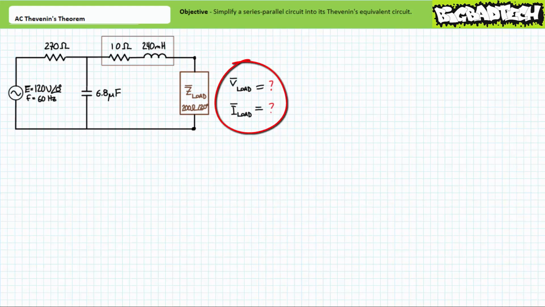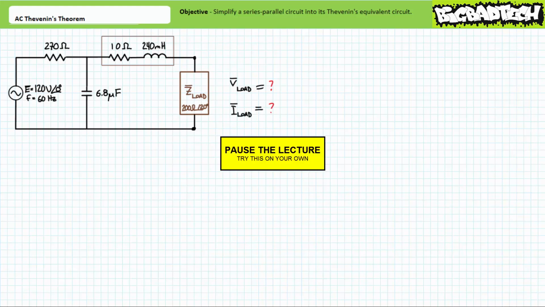We're being asked to determine the anticipated voltage across the load, V load, and the current through the load, I load. Without the use of Thevenin's theorem, we need to resort to time-consuming series parallel circuit analysis. If you're up to the challenge, by all means, pause the lecture and try this on your own. Again, we're looking for the voltage across and the current through the single load impedance only, and nothing else. If you're tracking, you should have obtained the following results.